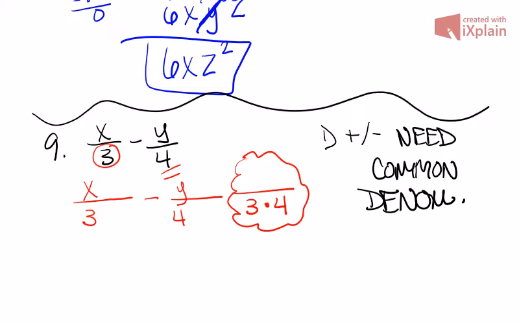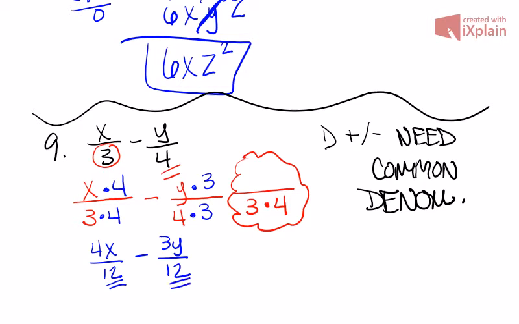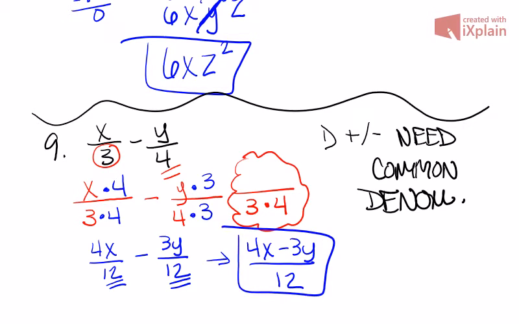So if I look at my first fraction, he needs a 4 to match that denominator. Whatever I give the bottom, I have to give the top, so times 4 on both. For the second fraction, he needs a 3 to be able to match. So again, give the 3 to the top as well. So now I have 4x over 12 minus 3y over 12. Since these finally match, I can shove everything together. 4x minus 3y over 12, and that's our final answer.